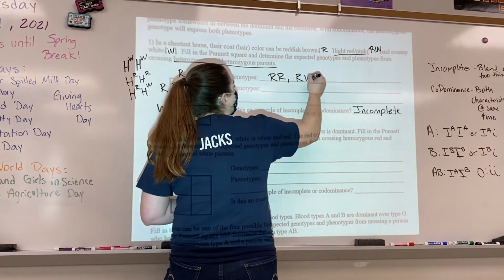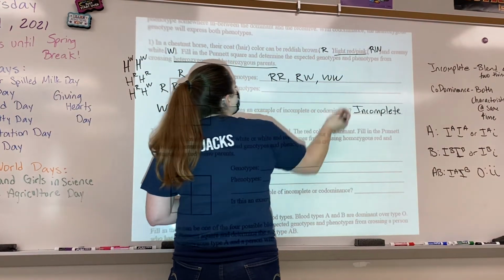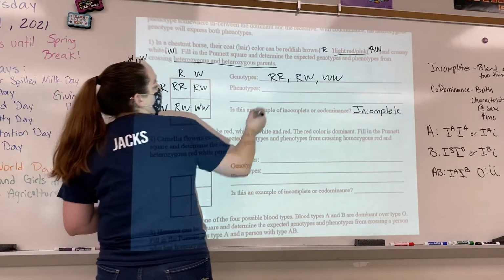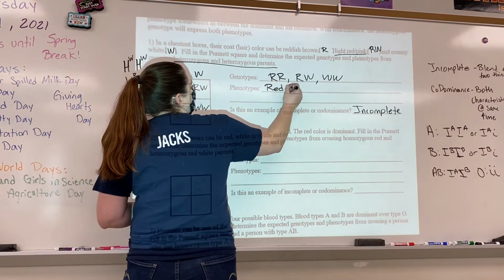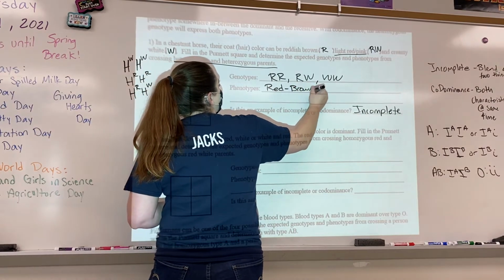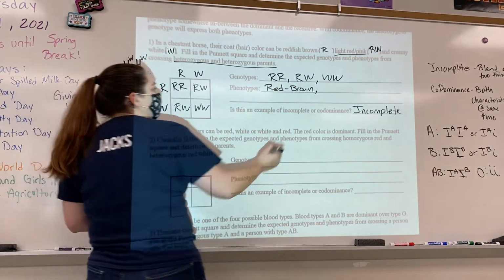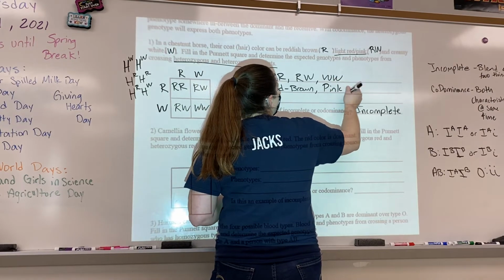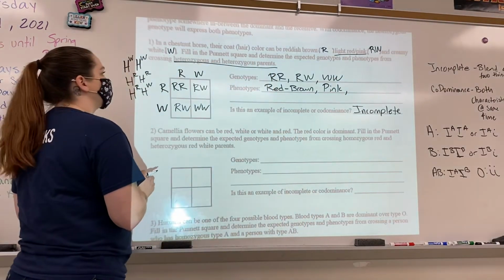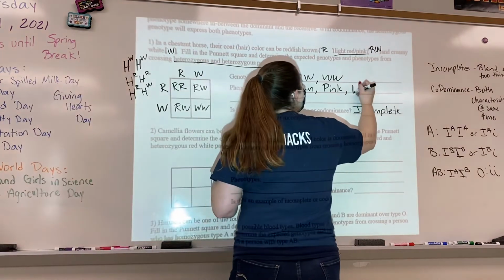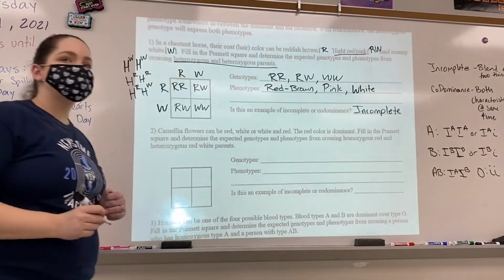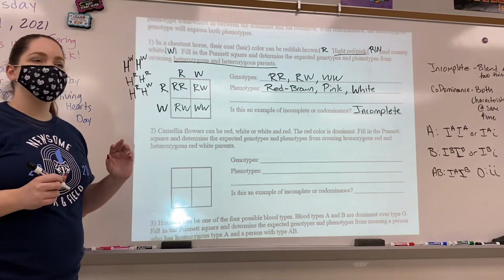RW, and WW. So what are those possible phenotypes? Reddish brown. Red, brown. What's the second one? Pink. Or violet. Yeah, I'm just going to say pink. Whatever. And then what's the third one? Creamy white. White. Now, I know it doesn't ask you, but I could ask you on the test, what is the probability of each of those phenotypes?